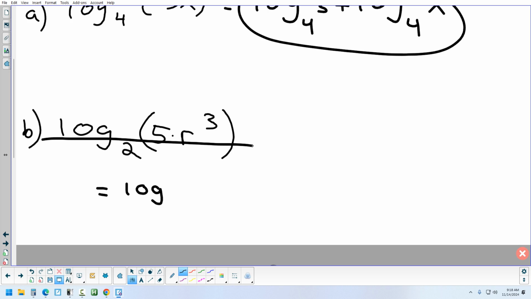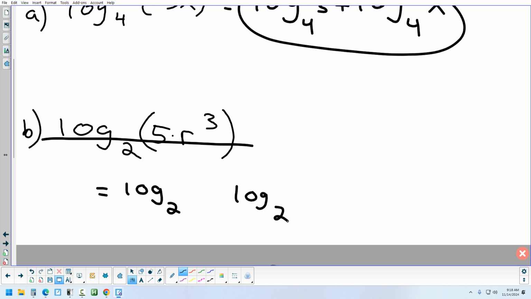There's a 2 there? There is a 2 there. There's also a 5 and a 3 there. Someone tell me, why is the 2 the base? Why not the 5 or the 3? Right, because the 2 is the subscript of the original log. You look for the subscript. So the number that's the subscript is your base. So that's going to be the base on each log.